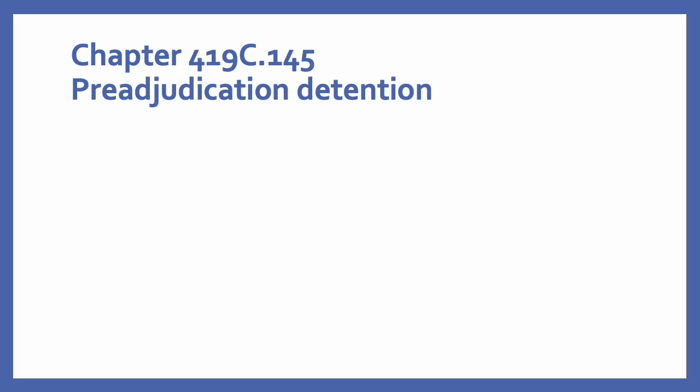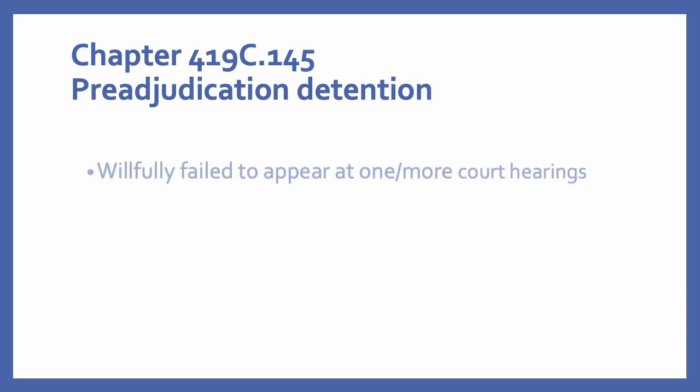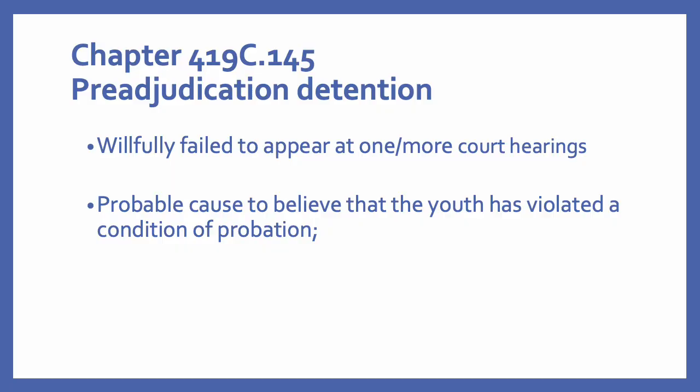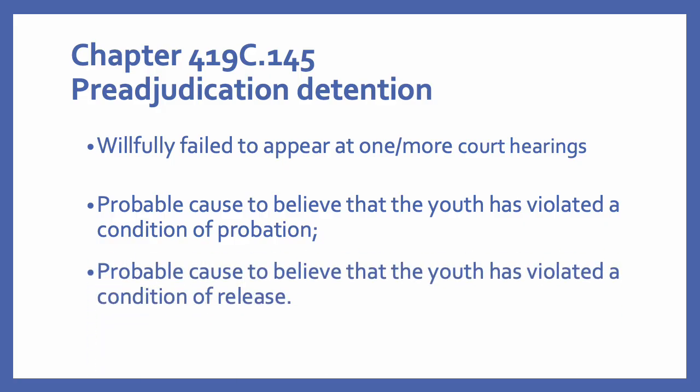419C.145, continuing with pre-adjudication detention. A youth can also be held in detention if they willfully fail to appear at one or more court hearings, which usually, if they fail to appear, the court will issue a warrant. A youth may be detained pre-adjudication if there is probable cause to believe the youth has violated a condition of probation. Again, this is may. If a youth has violated a condition of probation, we may, if we have probable cause, detain them. A youth may be detained if there is probable cause to believe that the youth has violated a condition of release.